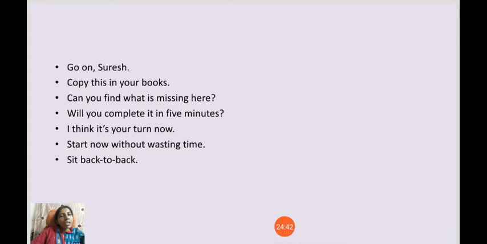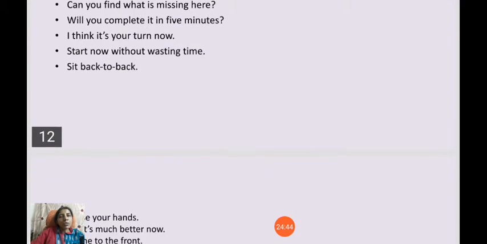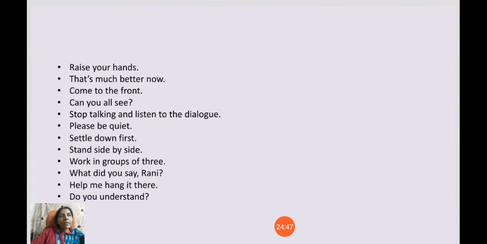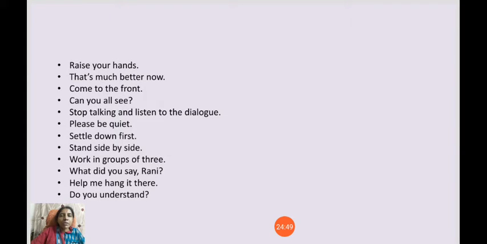Okay, let's look at some other expressions also. These are all the expressions used by the teacher. Raise your hands. That's much better now. Come to the front. Can you all see?